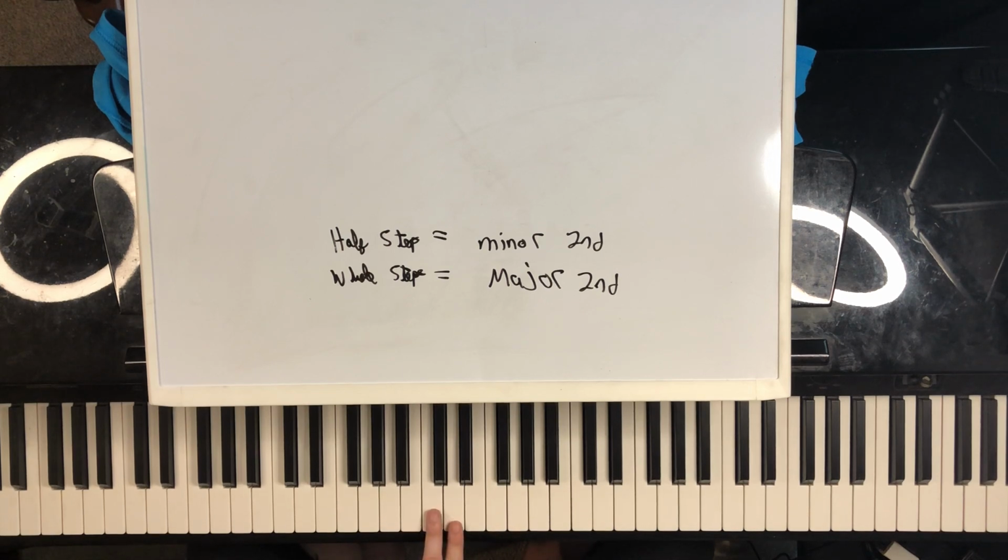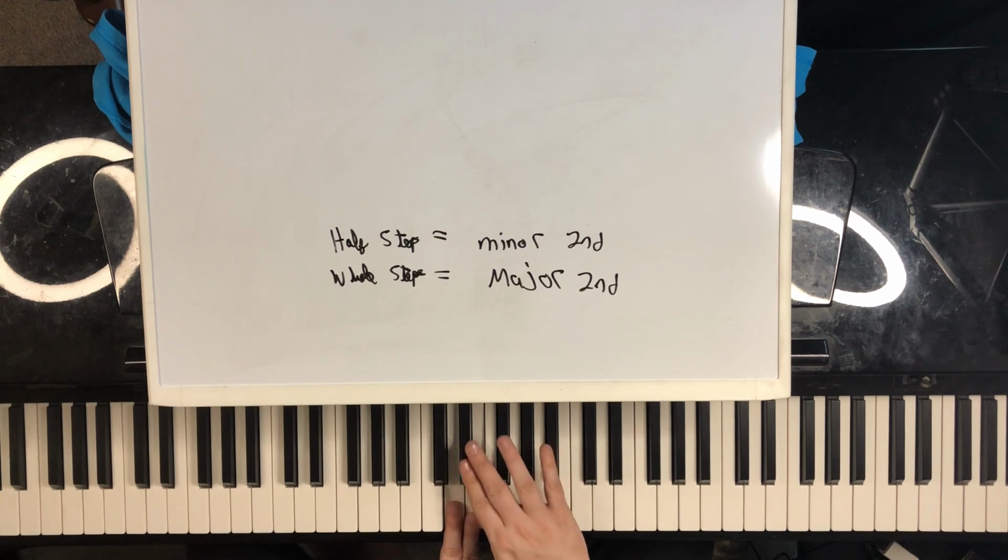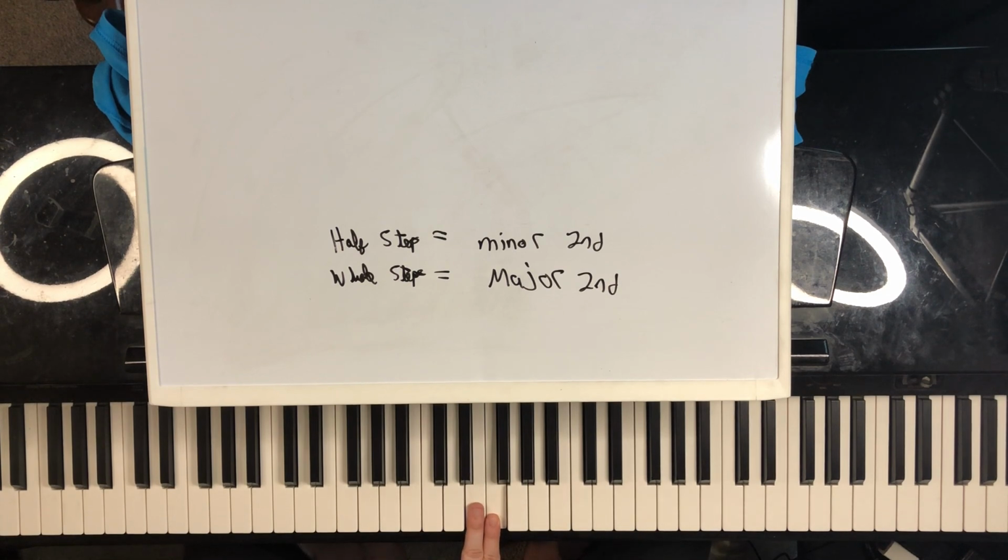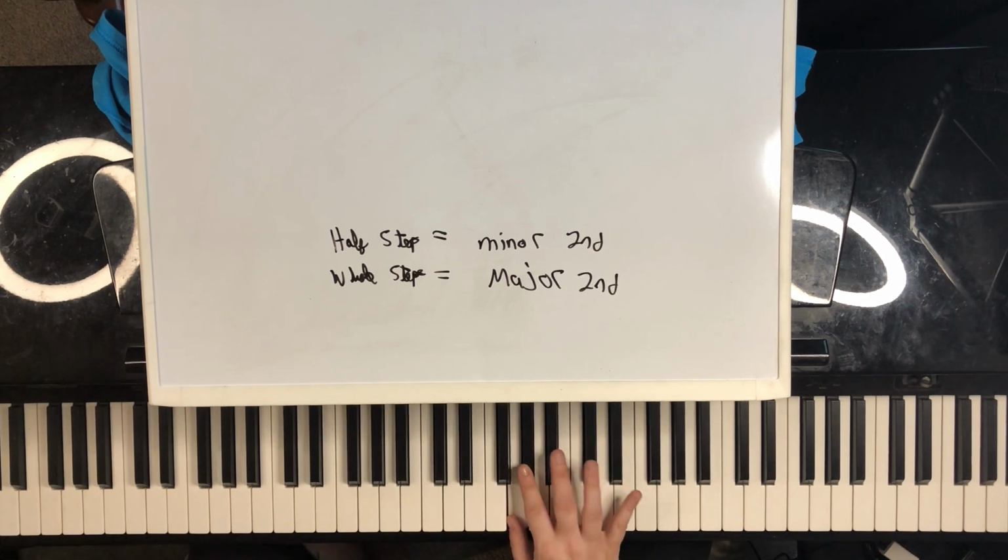So from C to D will be a whole step because we're skipping this black key right here. D to E, another whole step because we are skipping this note. E to F, on the other hand, is just a half step because there is no black key here, so we don't have to account for that. So it could be a little confusing on keyboard. So for example, this is a half step. This is a half step. This is a half step. It's just one note to the next.